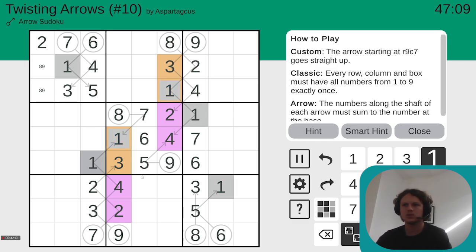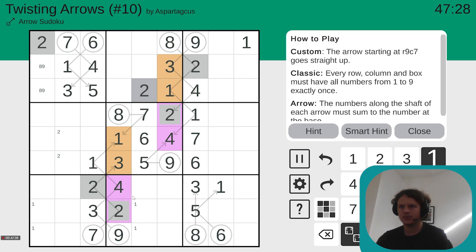Let's start with the 1s. We need a 1 down here. A 1 here. A 1 in the corner. Our 2s. Need a 2 here. A 2 there. A 2 in the corner. And a 2 there.